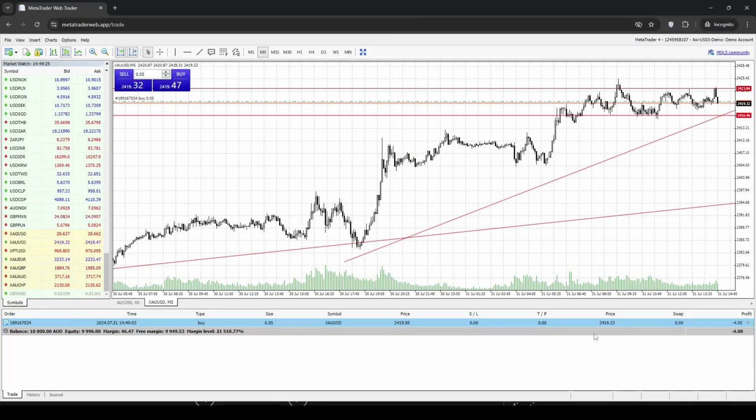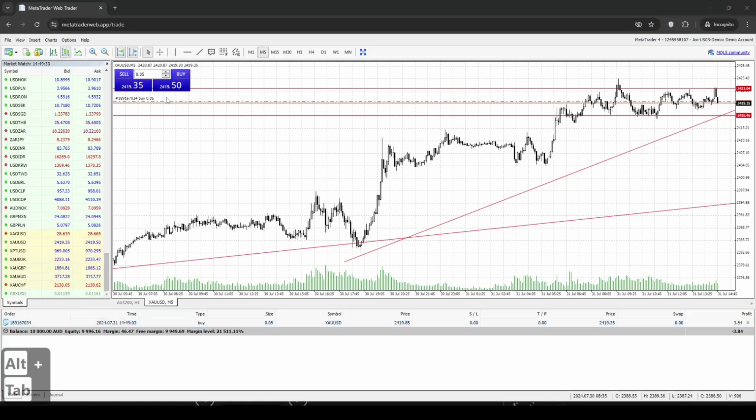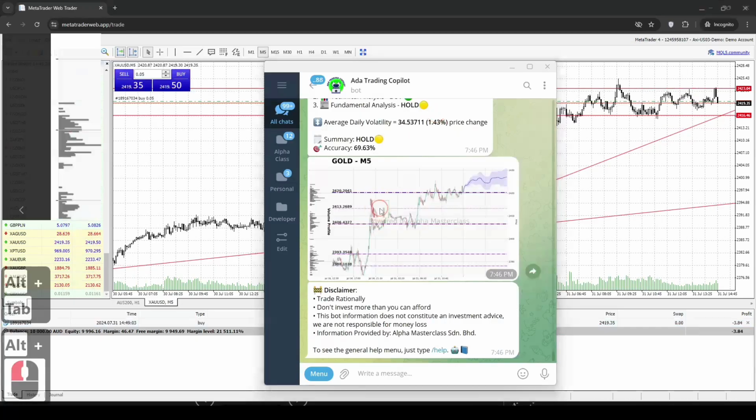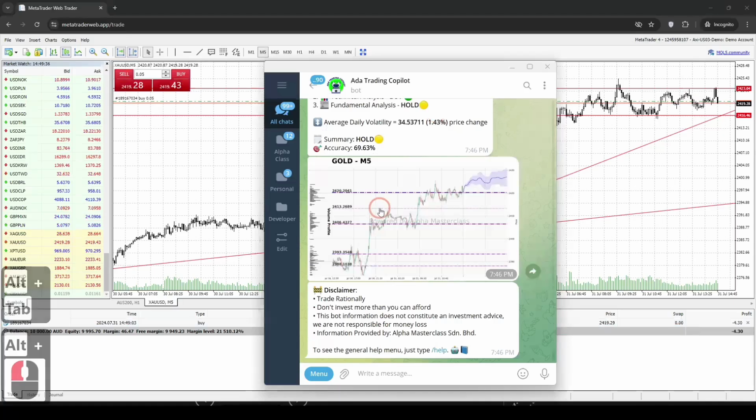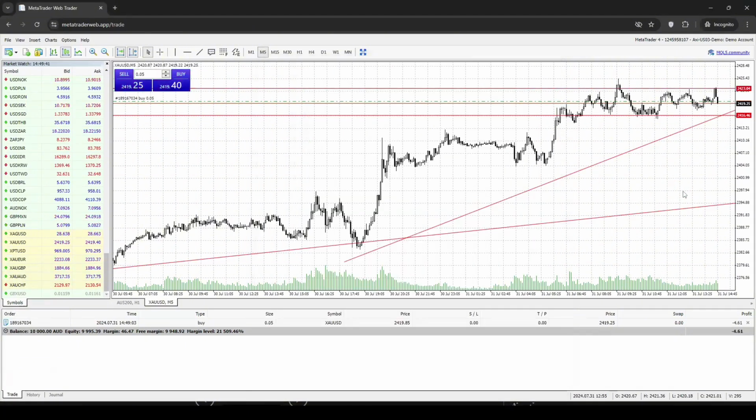Where to get it? By default, it is already updated. Now, the next thing that you guys should be doing is the risk management part. So how can you manage the risk?